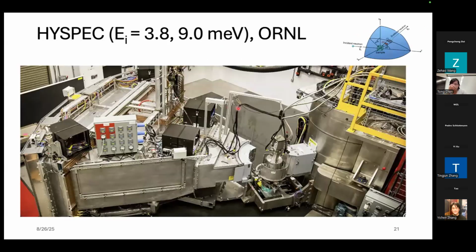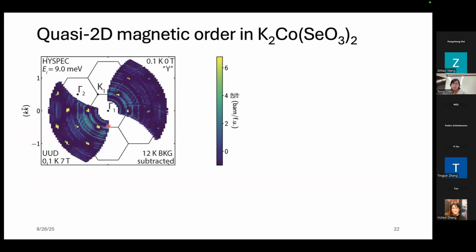So the first measurement we did was on HYSPEC at Oak Ridge National Lab. Here's the data, which is the elastic scattering in the 0 Tesla field and also 7 Tesla field along the z-axis.